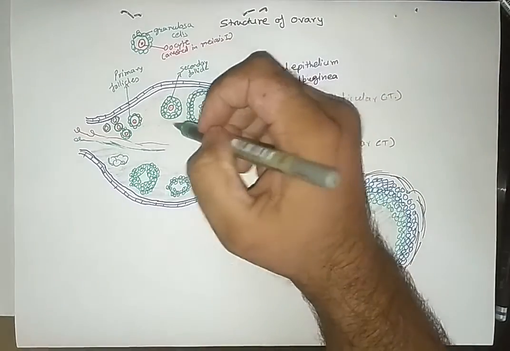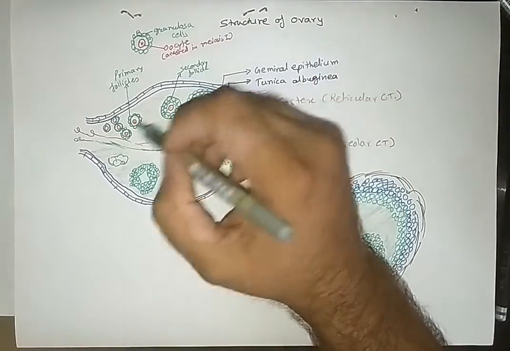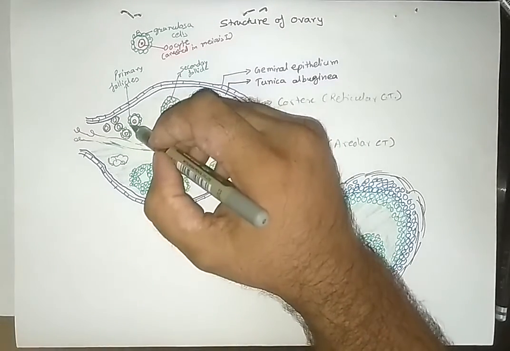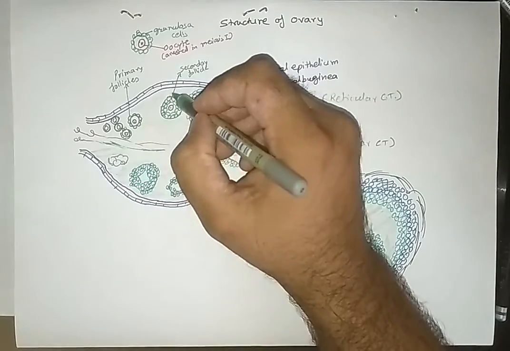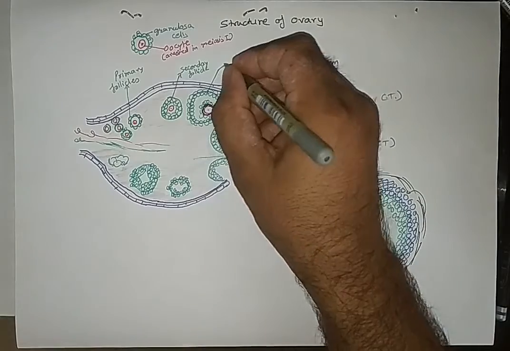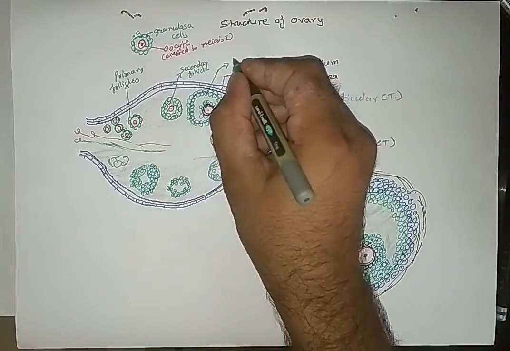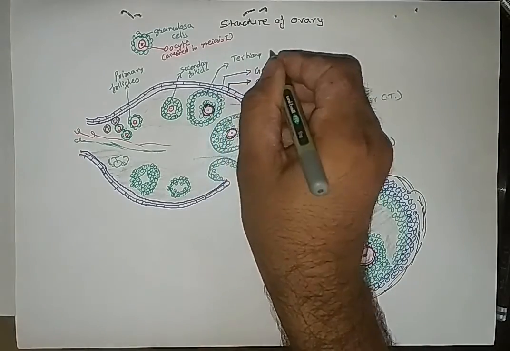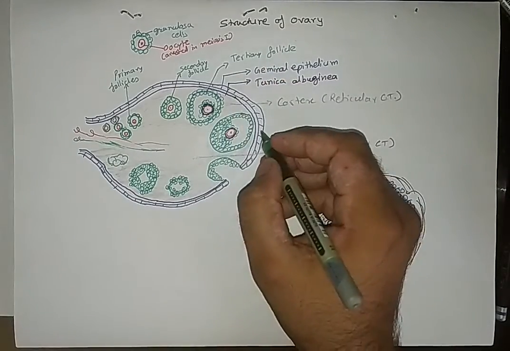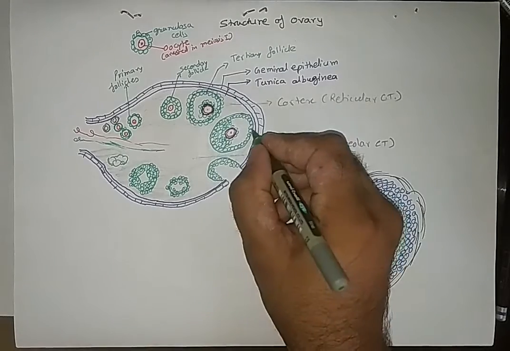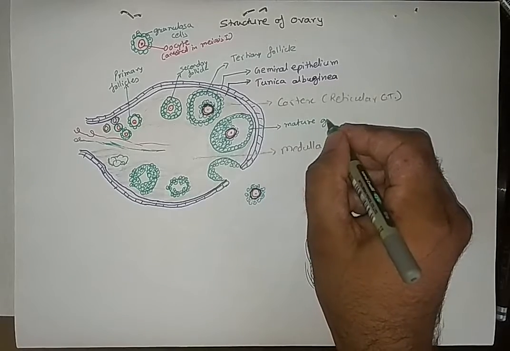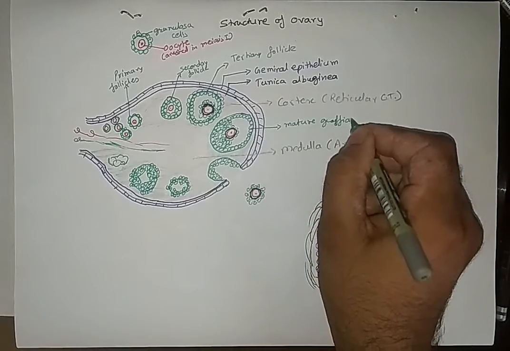Basically the size of the follicle is increasing and the primary follicle is becoming a secondary follicle. The single layer of granulosa cells becomes multi-layered and forms a secondary follicle. Then this secondary follicle converts into the tertiary follicle, and then the tertiary follicle converts into the mature Graafian follicle.